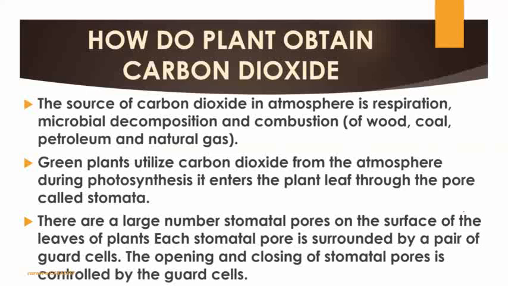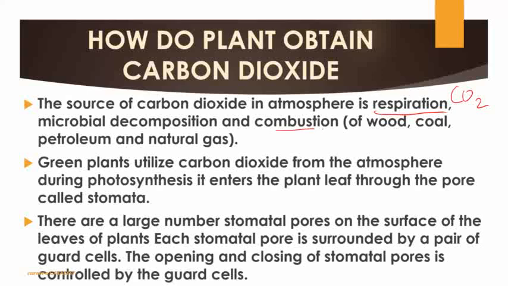How do plants obtain carbon dioxide? Because this is the raw material that plants need for the photosynthesis process. So how do they obtain this carbon dioxide? We will talk about that first. As we know, the source of carbon dioxide in the atmosphere is basically respiration, because after respiration we release lots of carbon dioxide, and there are lots of consumers in our surrounding. So obviously because of that, the production of carbon dioxide is more in our surrounding by the process of what? Respiration. There is also some microbial decomposition and the process of combustion. These all phenomena increase the level of carbon dioxide in our surrounding.